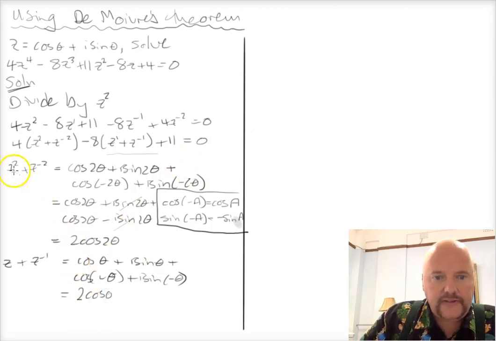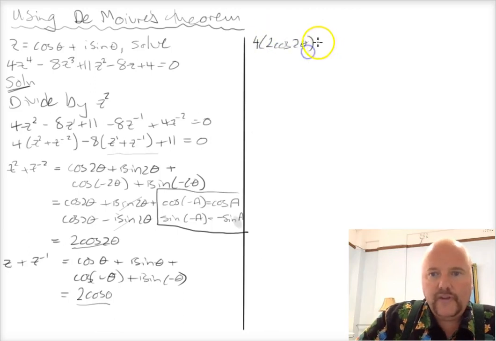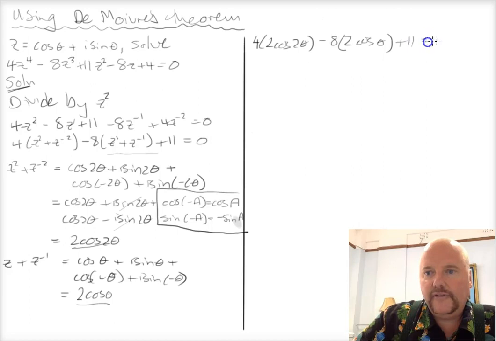So if I then replace z squared plus z to the minus 2 and z plus z to the minus 1 with these two expressions, this equation that I'm trying to solve now becomes 4 times 2 cos 2 theta minus 8 times 2 cos theta plus 11 equals 0. Now a little bit of expanding, we get 8 cos 2 theta minus 16 cos theta plus 11 equals 0. Now we've got to solve this equation.